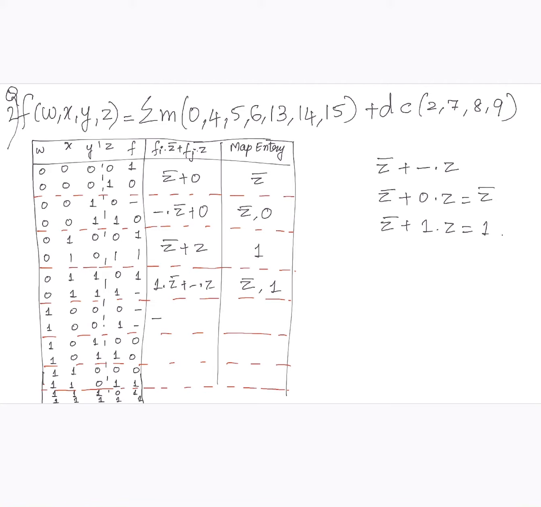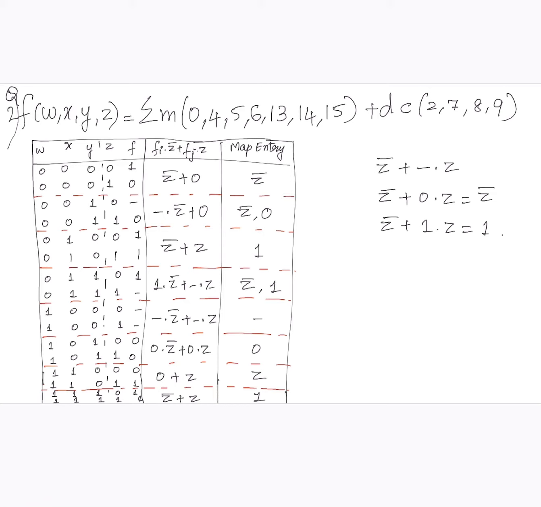Next value is dash into z bar plus dash into z. As both are dashes, we can write it as dash. Next value is 0 into z bar plus 0 into z, so equal to 0. Next is 0 into z bar plus z, equal to z. Next is 1 into z bar plus 1 into z, so z bar plus z equal to 1. So these will be the map entry values.